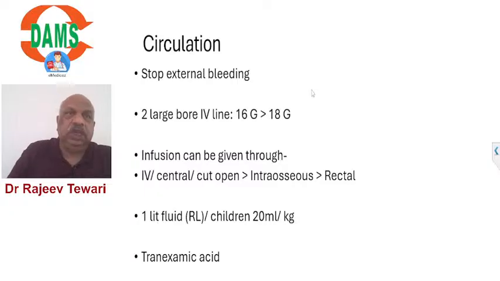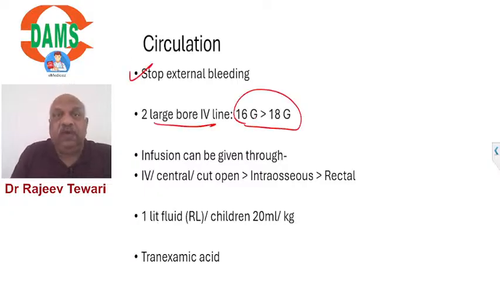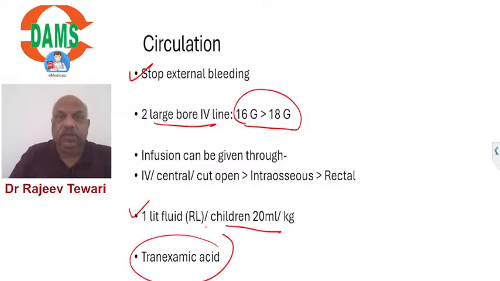In circulation, you have to stop the bleeding and put in an IV line. Color coding of IV line, you must know, 16 is grey, 18 is green. And 1 liter fluid we give immediately, in children 20 ml per kg, and tranexamic acid 1 gram should be given stat. So, this comes in circulation.